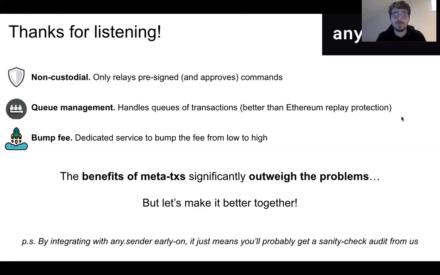So again, thank you for listening. I hope I made the case that meta transactions are useful. There are some problems with them. We can make it a native primitive, and we should all come together to make sure that happens. Not just for any.sender, but for any third-party relay service.